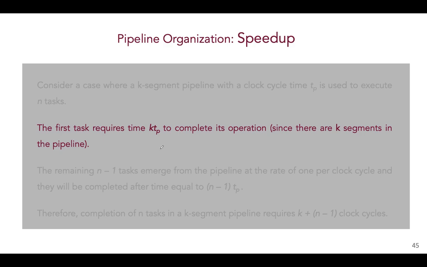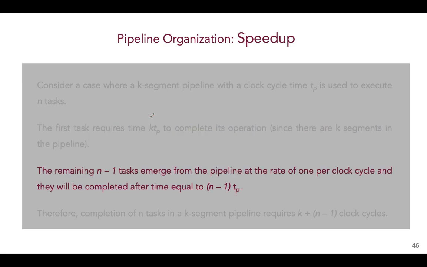So totally the first task will require this amount of time to complete its operation. Now the first task has been executed, and we're left with n-1 tasks. The remaining n-1 tasks will emerge from the pipeline at the rate of one task per clock cycle. That means they will be completed after time equal to (n-1) × TP, right? So the first task takes K×TP time. The remaining n-1 tasks will take (n-1)×TP.